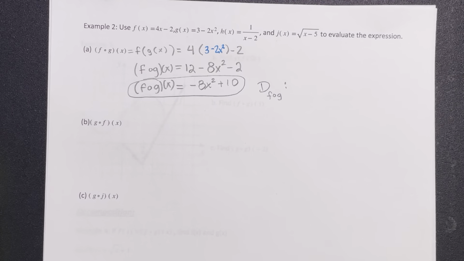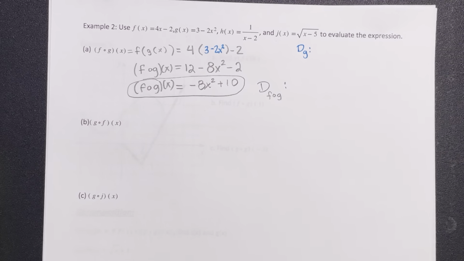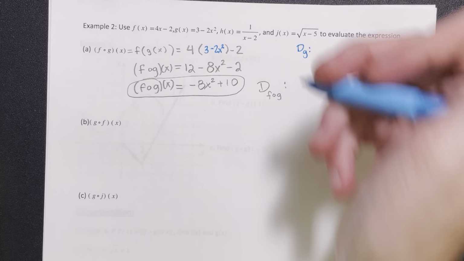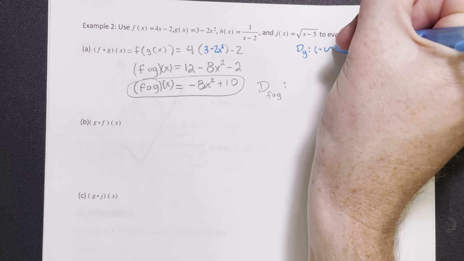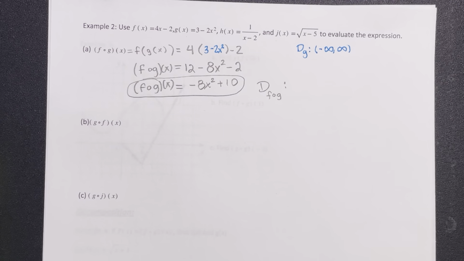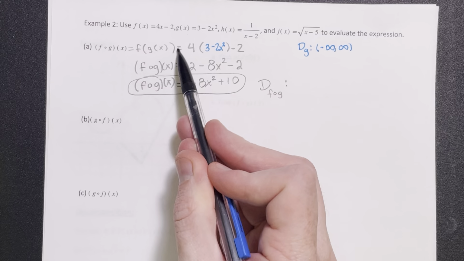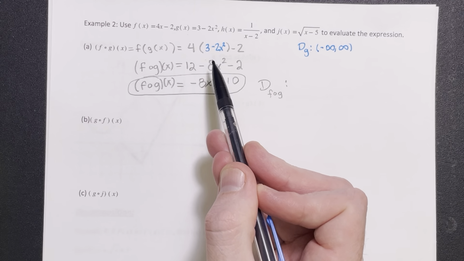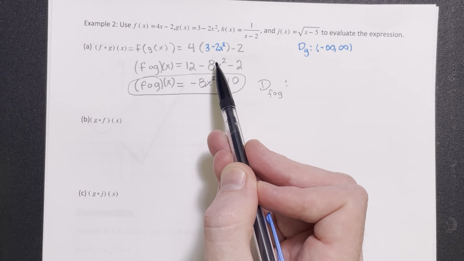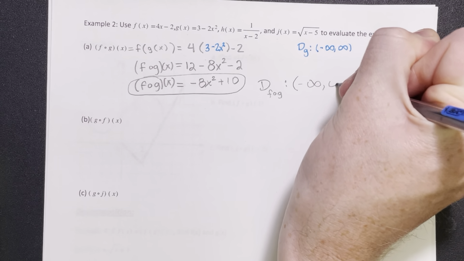To find the domain, we need to consider what was our input function's domain. The input function was g of x. Since it's quadratic, it did not have any restrictions. It's negative infinity to infinity. And then we look across, once we input that into the composition, did we create additional domain issues, which we did not. So this domain is still negative infinity to infinity.